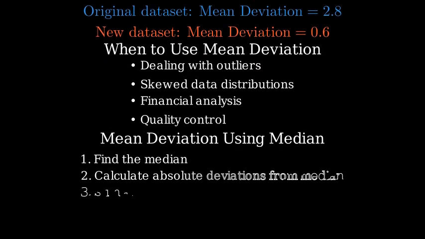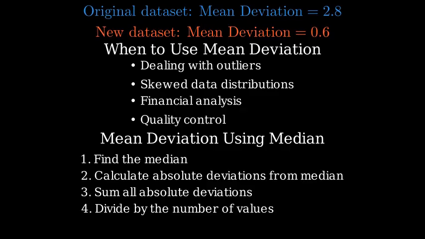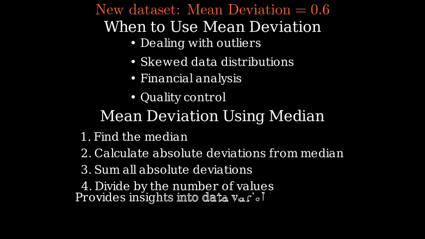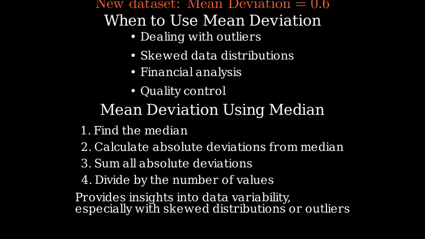In summary, mean deviation using the median is a measure of dispersion that tells us how spread out our data is from the median value. To calculate it, find the median, calculate the absolute deviation of each value from the median, sum these deviations, and divide by the number of values. This measure provides valuable insights into the variability of your data, especially when dealing with skewed distributions or outliers.